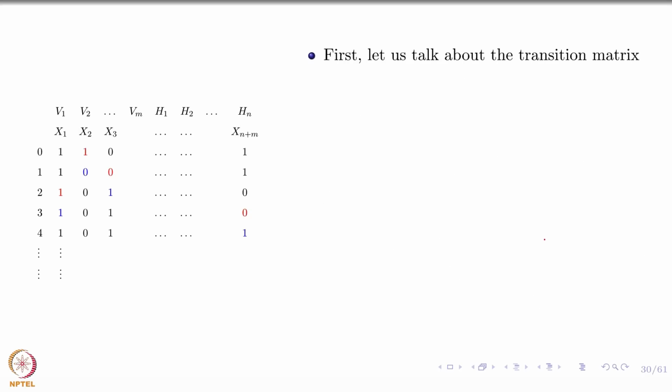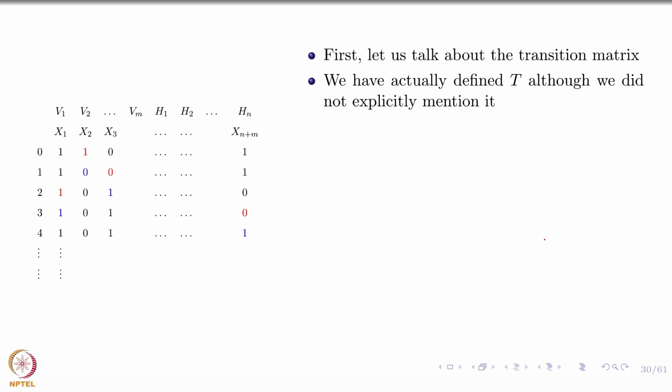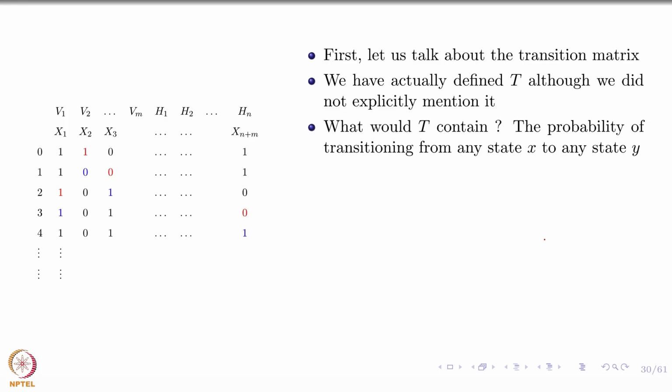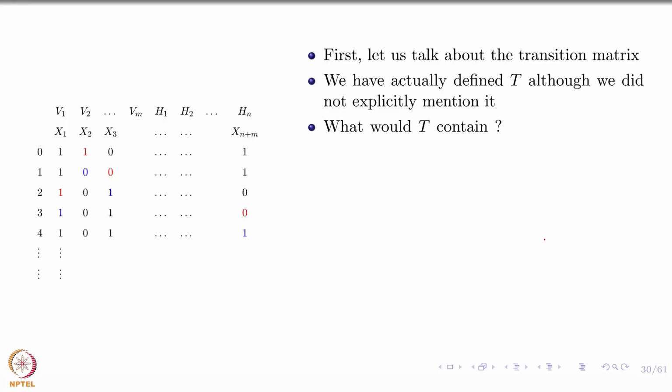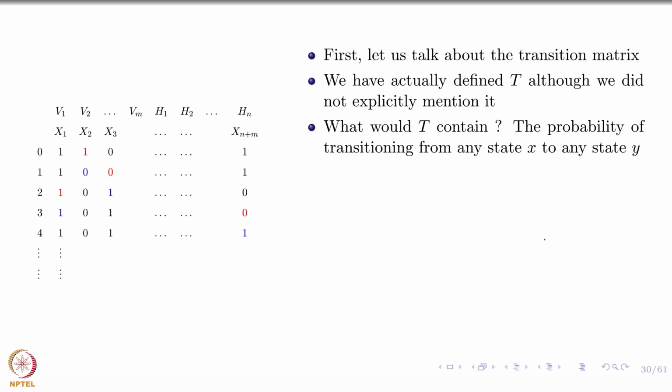So let us answer these questions one by one, right? First, let us talk about the transition matrix. We have actually defined a T. When I was giving you this procedure, I've actually defined T, although I did not tell it to you explicitly. Now let me tell you what this T is. What would T actually contain? Probability of transitioning from state A to state B for all possible A and B, right? From any state X to any state Y in my sample space, and my sample space is 2 raised to n plus m. Okay, at least we know what T contains.